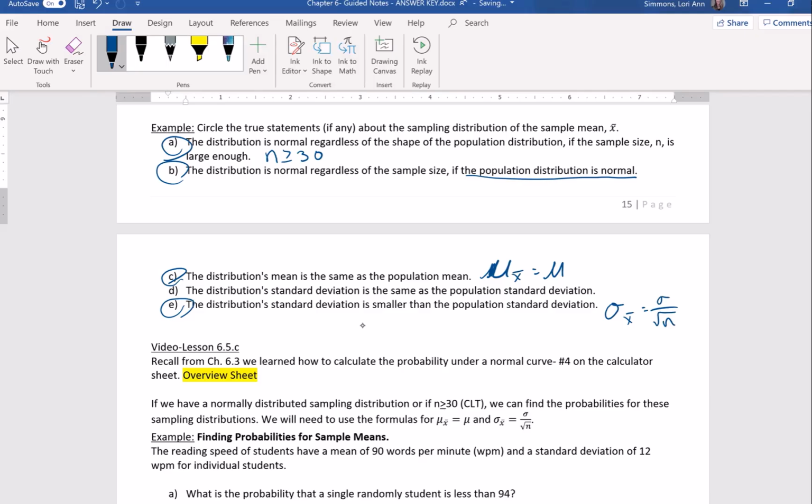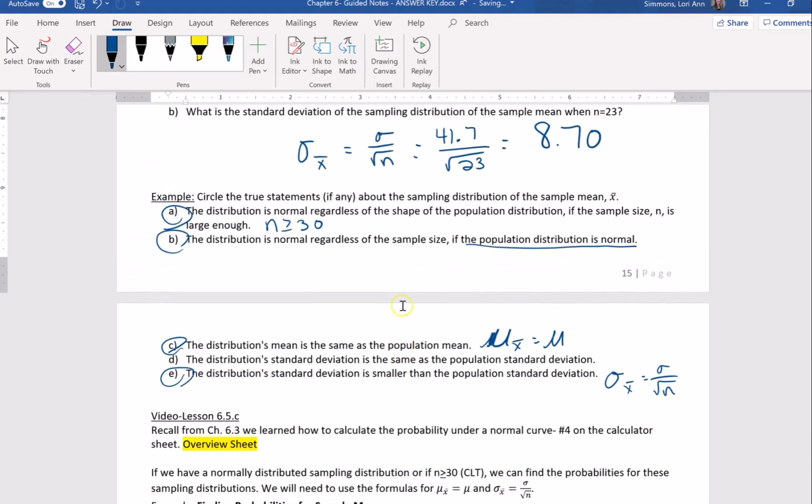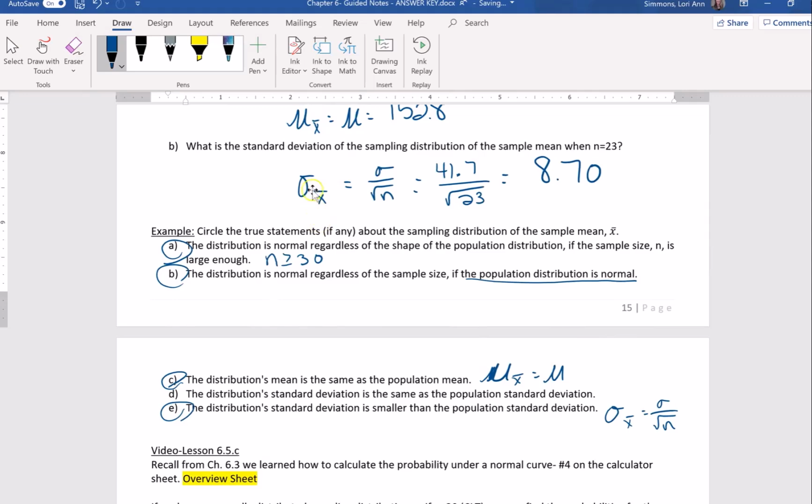When you divide it by square root of n, that's going to be a smaller number than sigma, right? Because you're dividing it by a number. Hence the reason it is smaller mathematically. Also, if you wanted to look at it a different way for E, we had found sigma x bar as 8.7, right? That's less than our sigma, 41.7. So sigma x bar is less than sigma.